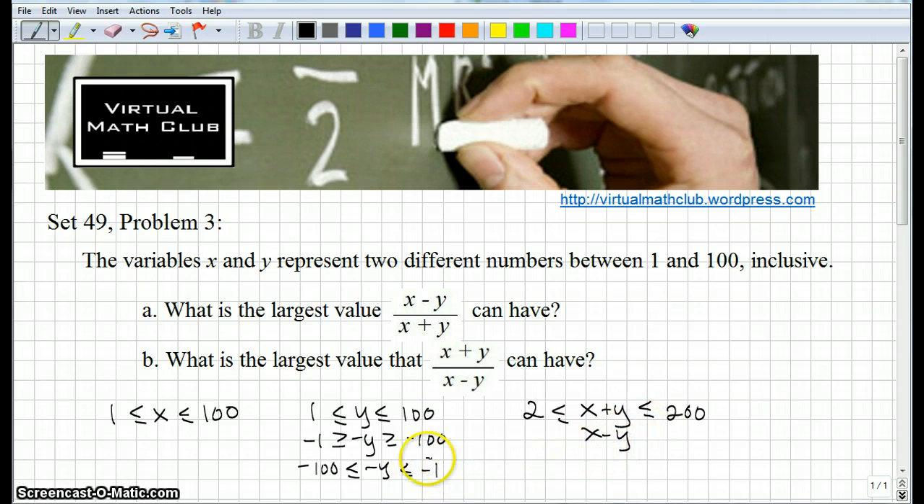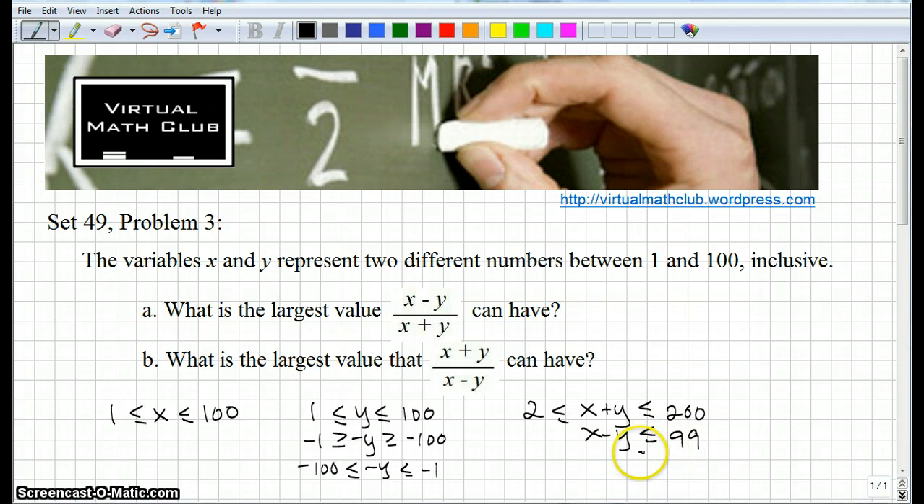Okay, so our biggest negative y is negative 1, and our biggest x is 100. So let's see, if we take the biggest thing and add the biggest thing, we're going to get the biggest thing. In this case, the biggest thing we've got is a negative. Okay, so this is going to be less than or equal to 99.